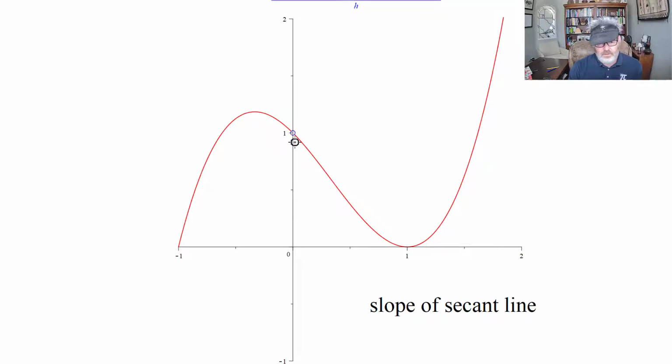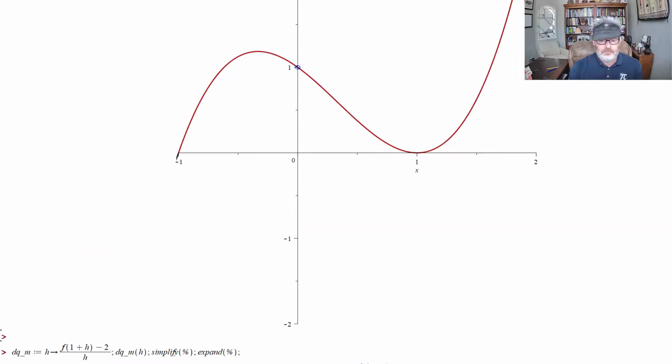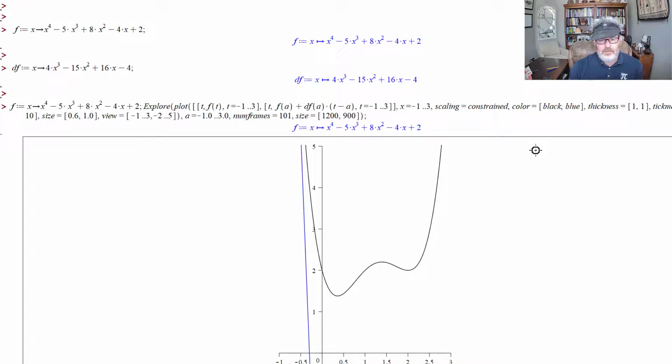It's 1, which is the slope of the tangent line. One more thing for advanced work. Given any function, rather than find the derivative at a point, you can just find the general derivative function, and then you can plug in your point after the fact. So if I want the derivative function, I call it df, f prime.